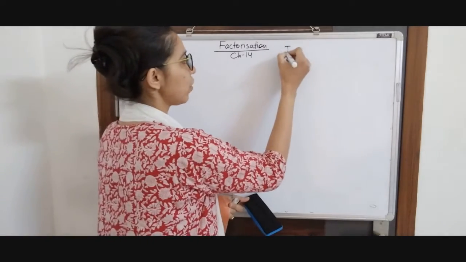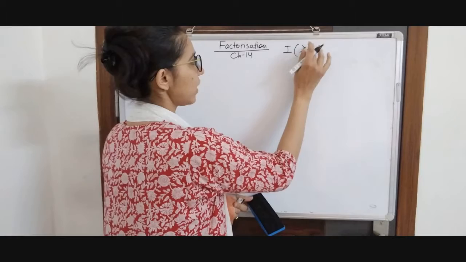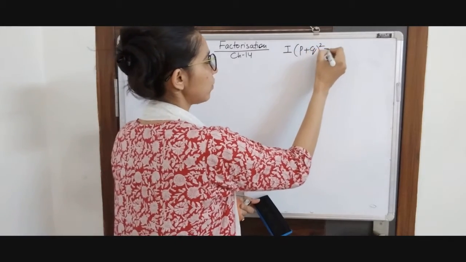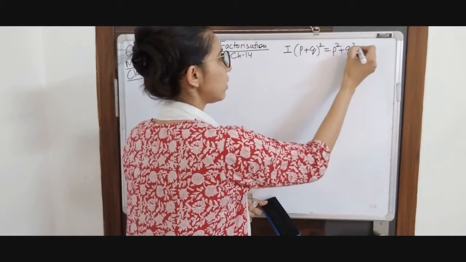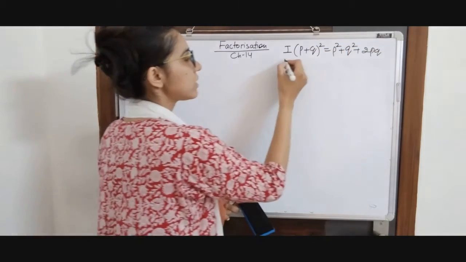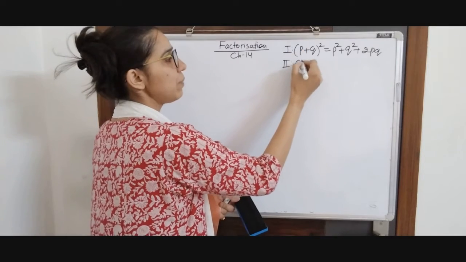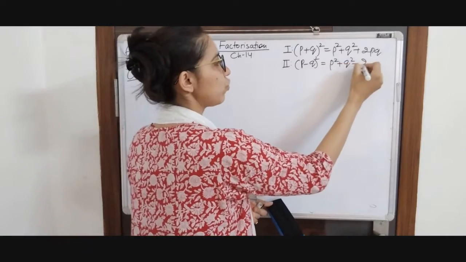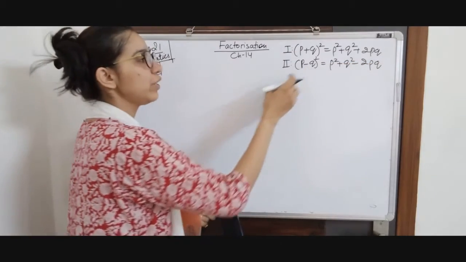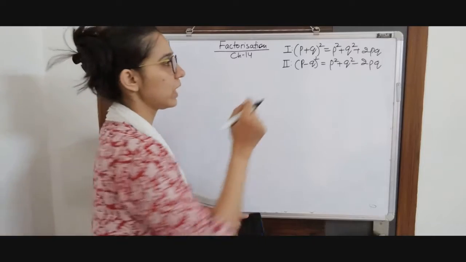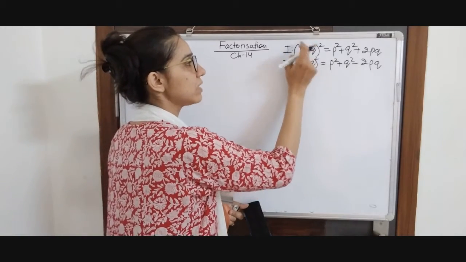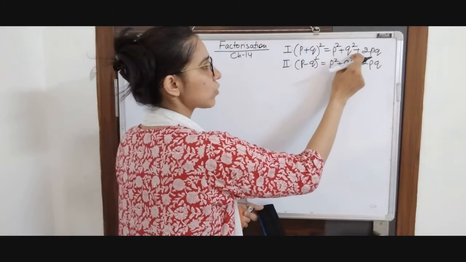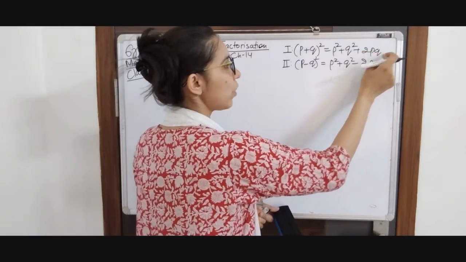So the first was (p plus q) whole square is equal to p square plus q square plus 2pq. Second was (p minus q) whole square is equal to p square plus q square minus 2pq. Here p and q represent two numbers. It means that the square of the sum of two numbers will be equal to the square of the first number plus the square of the second number plus twice the product of the numbers.